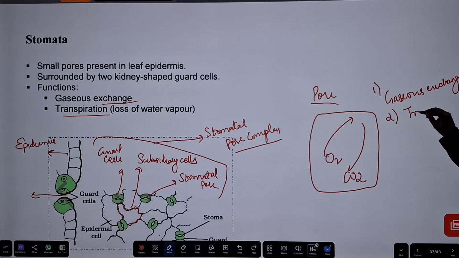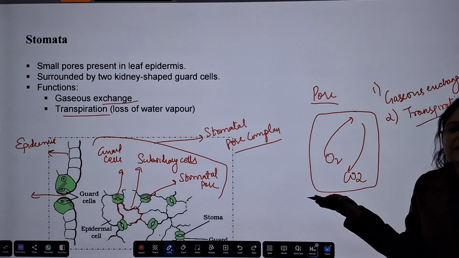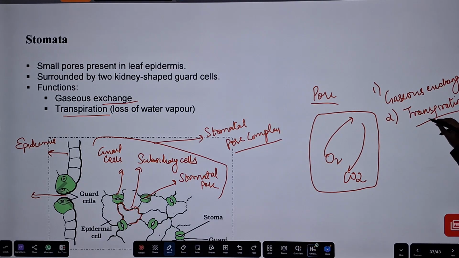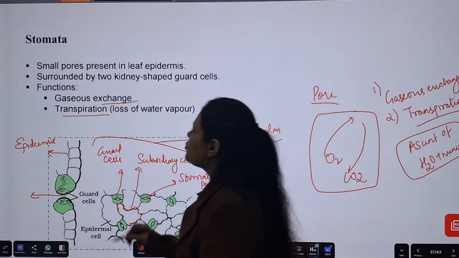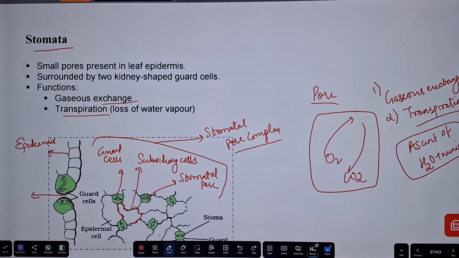Second is transpiration, which is needed for cooling of the plant parts, and also for the ascent of sap, the ascent of water and minerals from roots to the leaves. So both of these processes require the presence of stomata on the leaf epidermis.